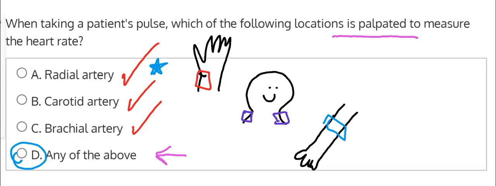So for this question, it's saying which of these can be palpated to measure heart rate, and any of the above is an option. And yes, that is true. They all can be used to measure heart rate. But keep in mind, in case you ever get a question, which would be the easiest or most appropriate, in that case of these three, the radial would be the easiest or most appropriate. But for this question, the answer is D, any of the above.